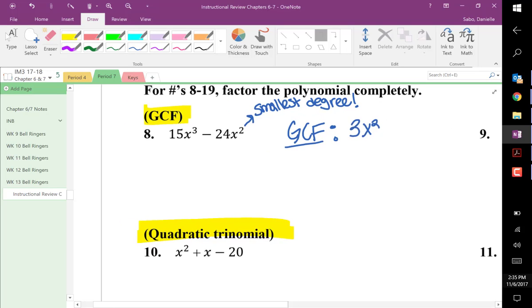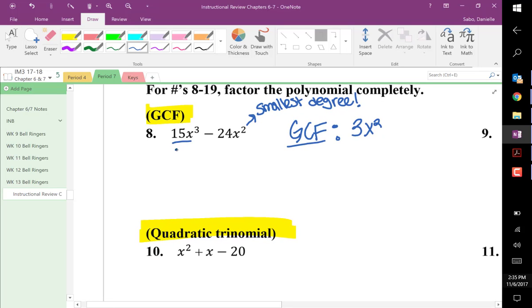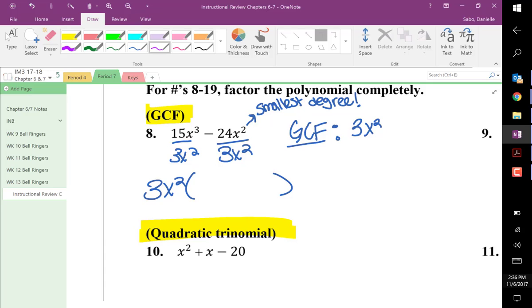Okay, so I'm going to go ahead and do this problem. I'm going to divide each one by my GCF and then write it out. Give you a second to write that. Last step here, and then I'll give you a break because I don't want to overwhelm you. I want you to have time to ask questions.